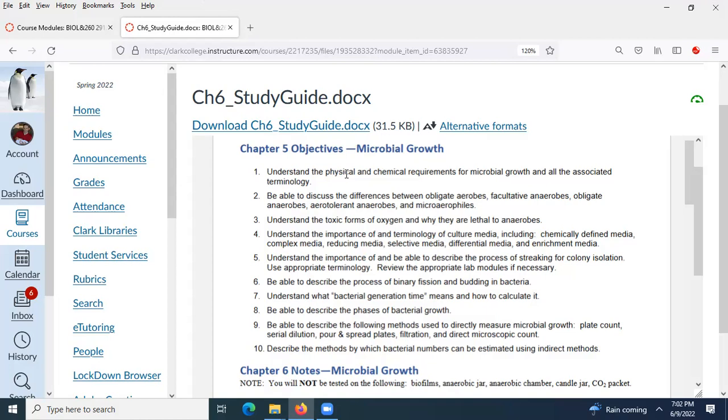Would pH be a physical requirement? Say again? Proper pH. Yeah, proper pH. Thank you. Like I said, I couldn't think of another one, but there's other physical requirements that cells have to be in order to grow. Okay. And there's also chemical requirements for microbial growth.